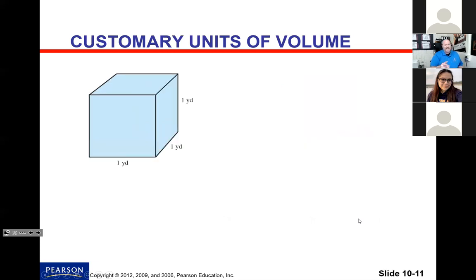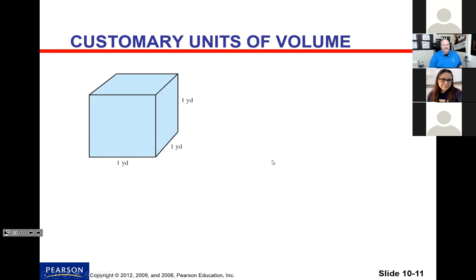Now, this next one, if any of you have ever had dirt, gravel, sand, any of that delivered in a dump truck, they often will give you a yard of soil. Have you ever heard that? You buy 5 cubic yards of soil. Has anybody ever heard that before? Well, maybe not. That's how they normally do it, right? So a cubic yard is 1 yard by 1 yard by 1 yard of whatever it happens to be, rocks, sand, soil, whatever it was.